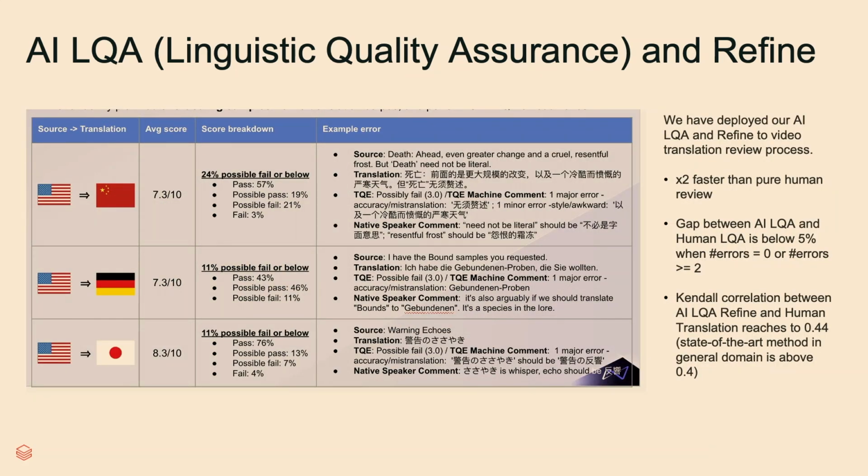And this LQA requires a lot of response time because it uses a reasoning model, so we didn't apply it to online chat translation. We only use it in offline services like video script translation, but it's still 2 times faster than human review, and the review quality gap between the human and the AI is below 5%.